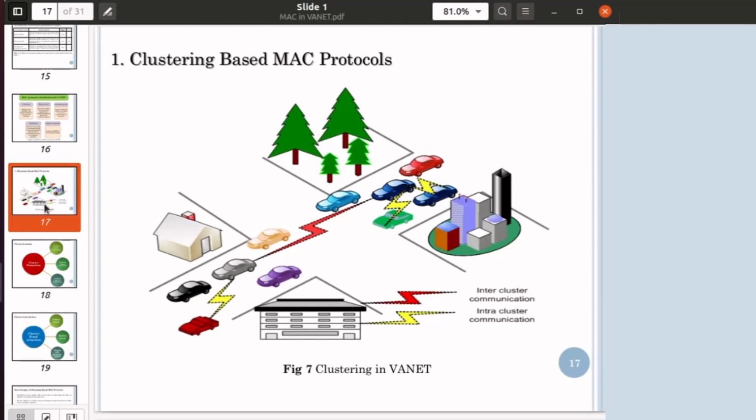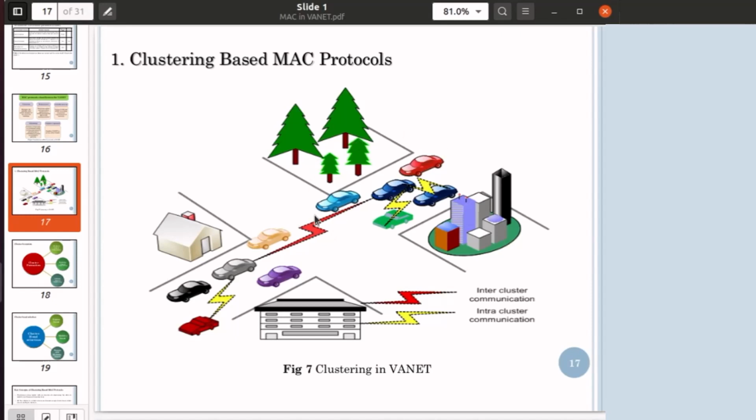Okay, so what type of research can you do in clustering based MAC protocols? First thing is, you should know what clustering is and how it works. Clustering is basically when some vehicles are arranged in groups according to some parameters, like you can see the range, the region.